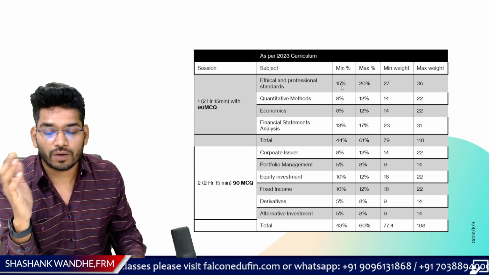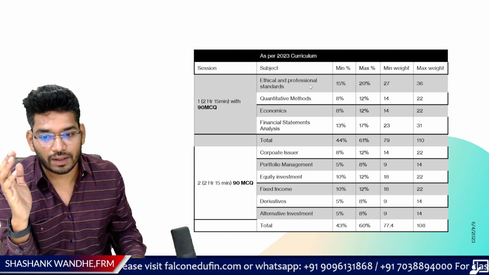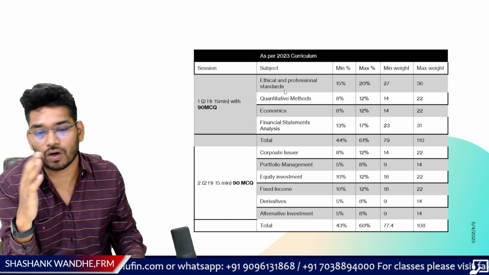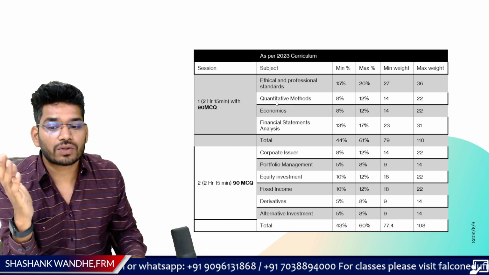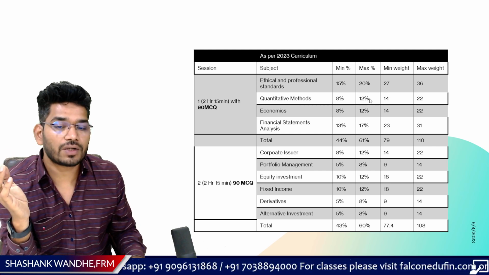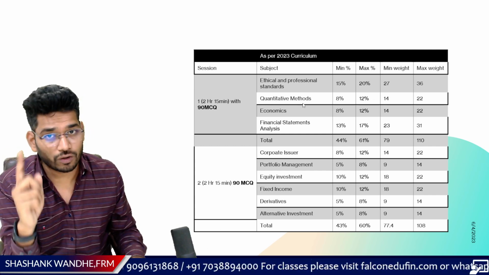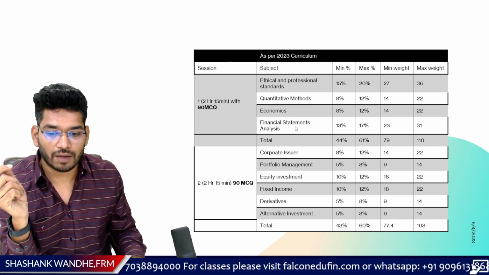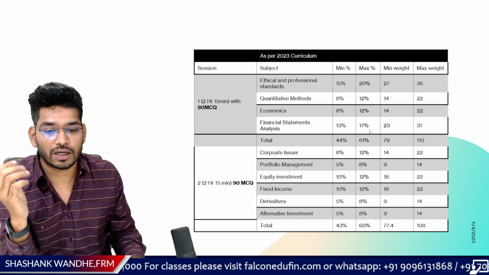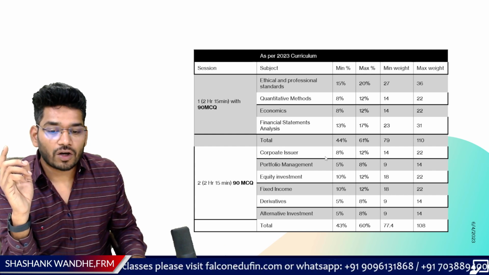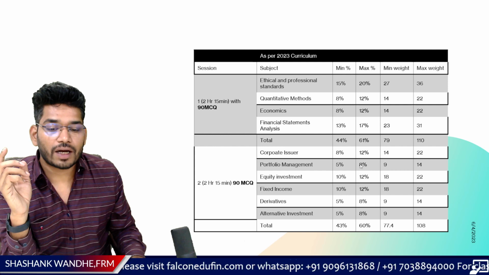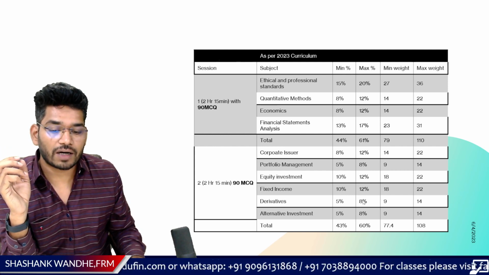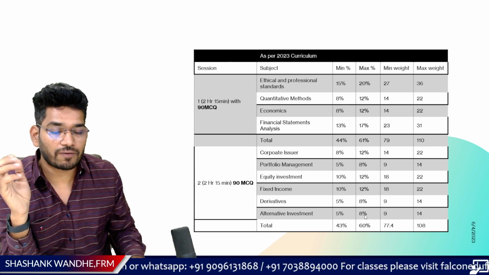So 15% of 180 questions will be from ethics and professional standards, and 20% maximum can be on the same subject. When it comes to quantitative methods, 8% to 12% is the range for quantitative methods out of 180. Remember this. For economics, again the same range, 8 to 12%. Financial statement analysis, 13% to 17%. Now in corporate issuers, we have 8 to 12%, portfolio management 5 to 8%, equity investment 10 to 12%, fixed income 10 to 12%, derivatives 5 to 8%, and alternative investment 5 to 8%.